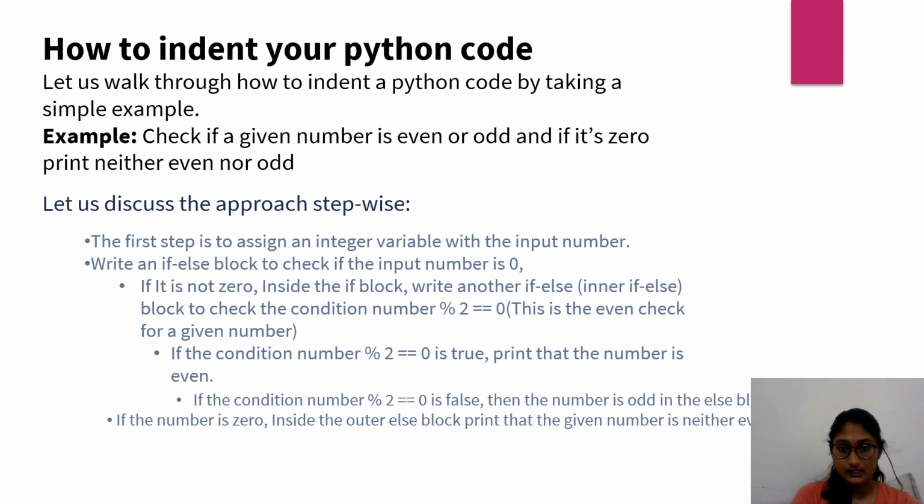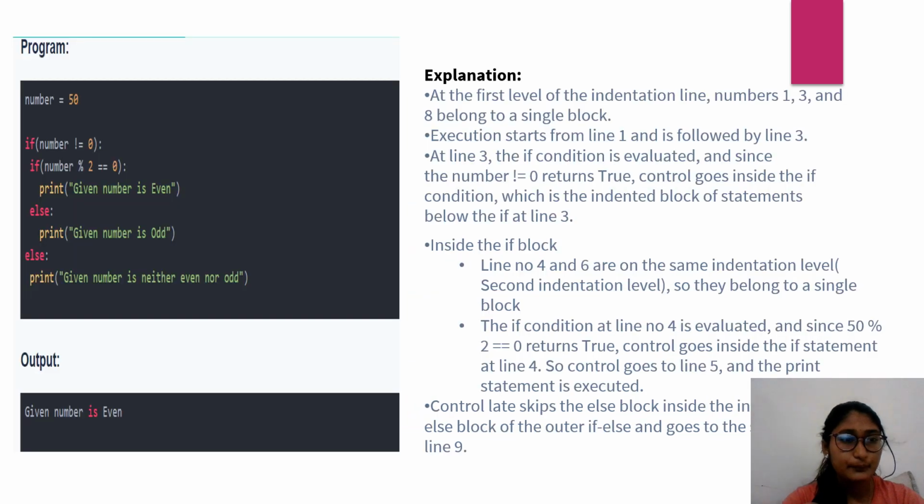This is the even check for a given number. If the condition number % 2 == 0 is true, print the number is even. If the condition number % 2 == 0 is false, then the number is odd. If the number is 0, inside the outer block, print the given number is neither even nor odd. Here is a program which shows whether the given number is even or odd.